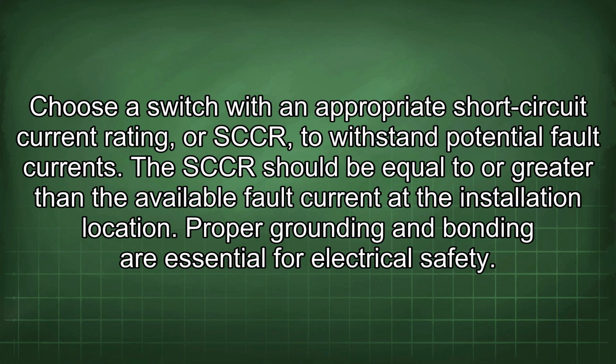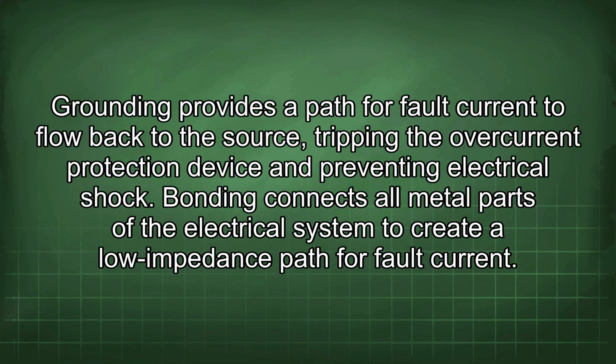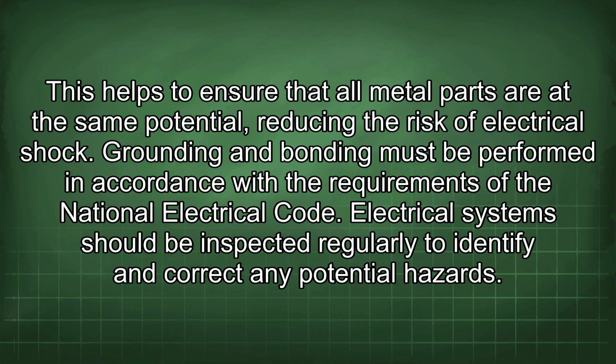Proper grounding and bonding are essential for electrical safety. Grounding provides a path for fault current to flow back to the source, tripping the overcurrent protection device and preventing electrical shock. Bonding connects all metal parts of the electrical system to create a low impedance path for fault current. This helps to ensure that all metal parts are at the same potential, reducing the risk of electrical shock. Grounding and bonding must be performed in accordance with the requirements of the National Electrical Code.